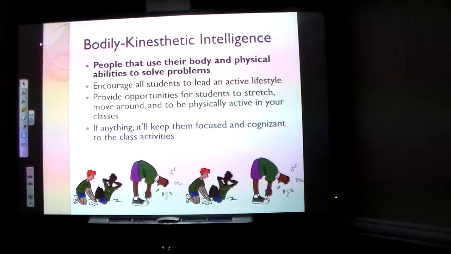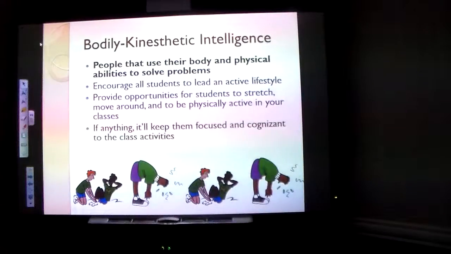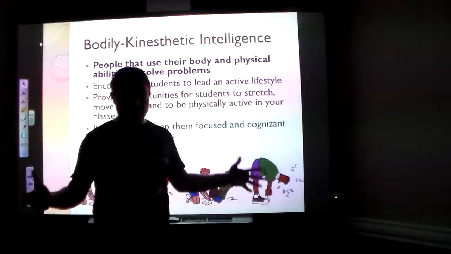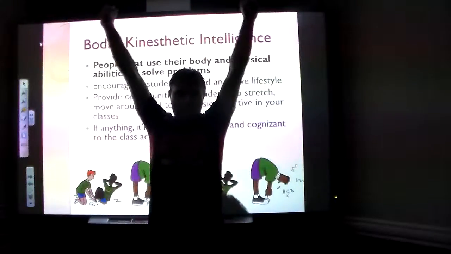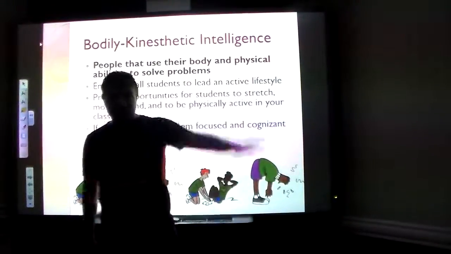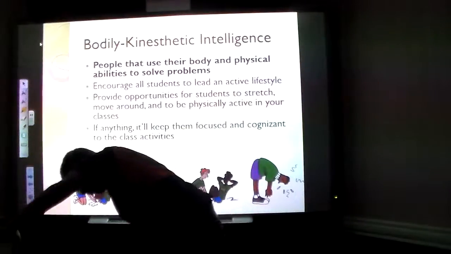For people with high bodily kinesthetic intelligence, they're going to be able to use their body and physical abilities to solve problems. One of the things that you're going to see in K-12 education now, really more at the first, second, and third grade level, is this notion and this idea of a brain break. So what is a brain break? A brain break is when we're going to stop class and we're going to stretch, and you're going to jump up and down 5 or 6 times, and you're going to put your left hand up and you're going to stretch it all the way down.